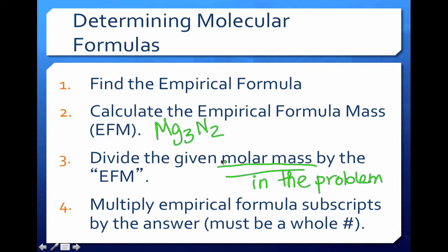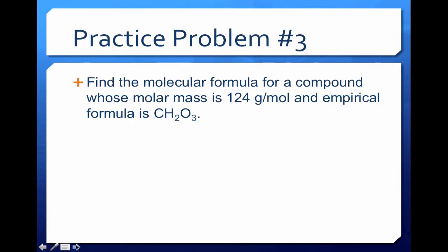So we take the molar mass that's given and we divide it by the empirical formula's mass. That answer should come out to be a whole number. If it doesn't come out to be a whole number, you did something wrong. And then that whole number is what we multiply the empirical formula subscripts by. So it says, find the molecular formula for a compound whose molar mass is 124 grams and empirical formula is CH2O3.